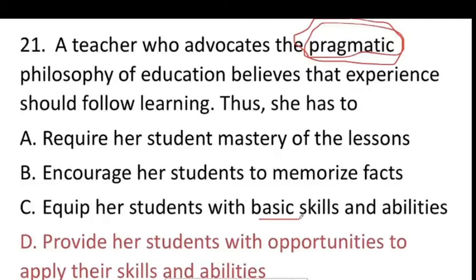Again, pragmatism, practicality, usefulness, whatever is practical, whatever is useful. So how can you check whether something is practical, something is useful for them? It is by providing them opportunities to apply their skills and abilities. That's why your answer for number 21 is letter D. Okay, again, number 21 is letter D.